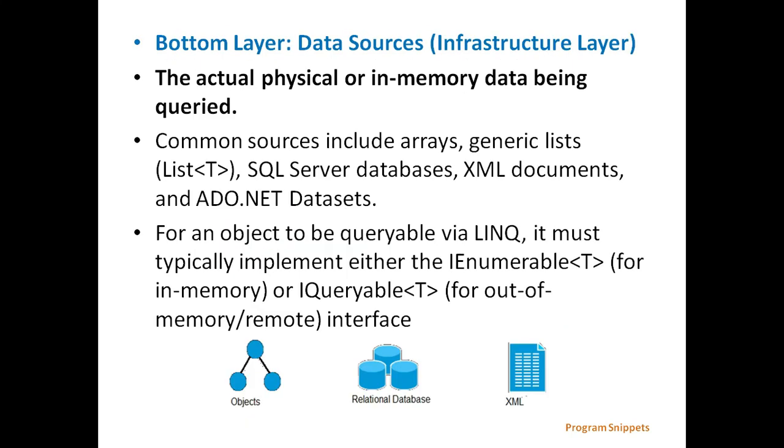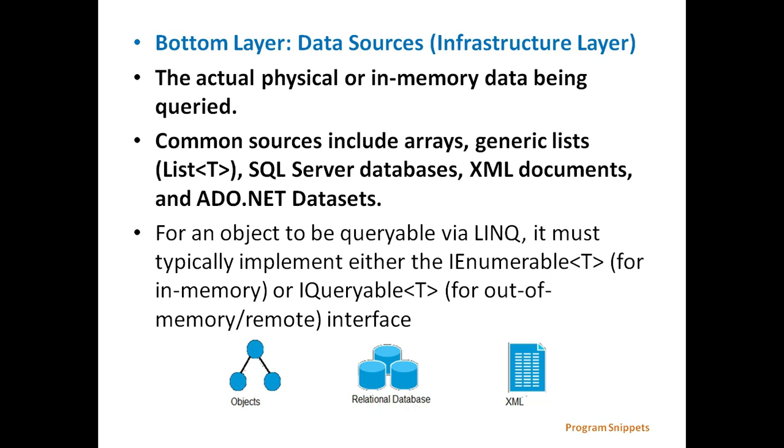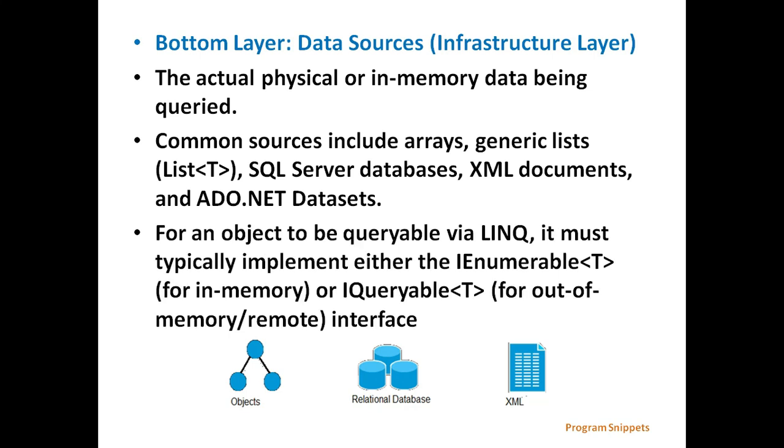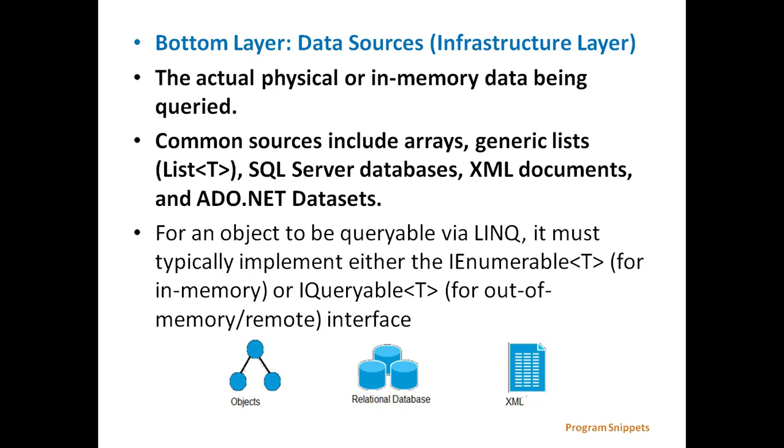And the bottom layer. It is the actual physical or in-memory data that is being queried. Common sources include arrays, generic lists, SQL Server databases, XML documents and ADO.NET datasets. For an object to be queryable via LINQ, it must typically implement either the IEnumerable or IQueryable interface.